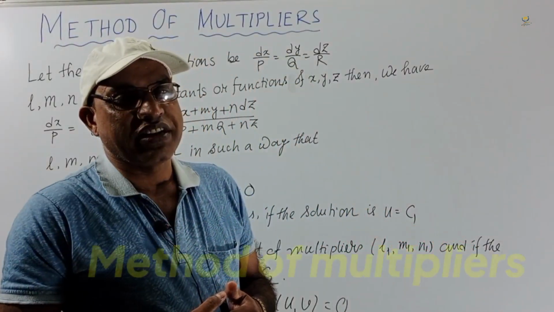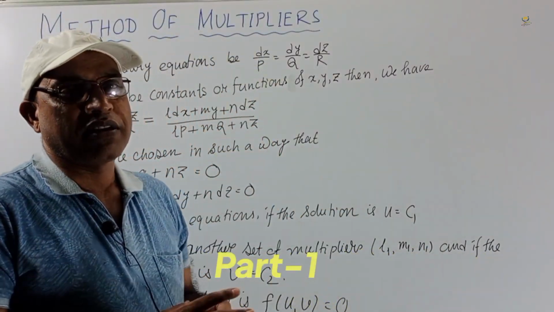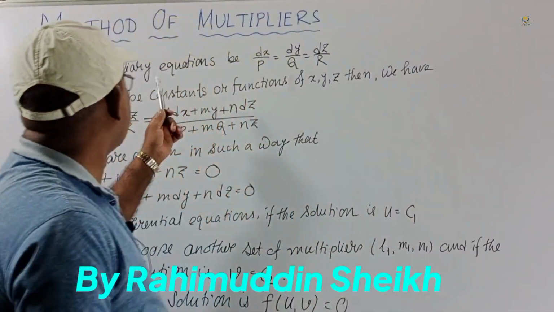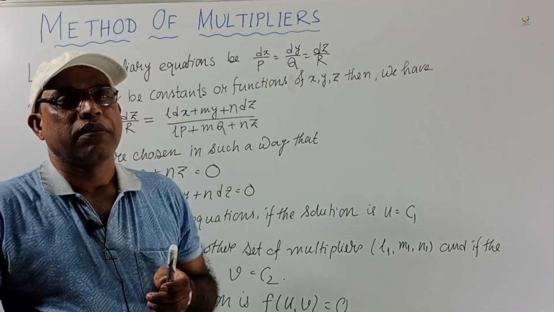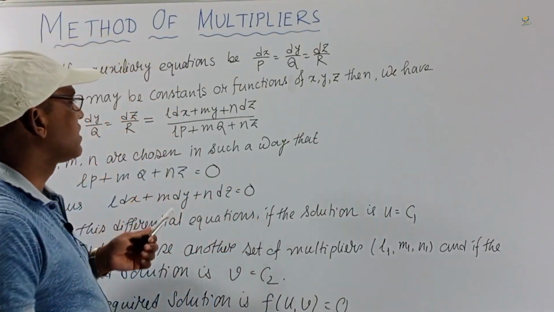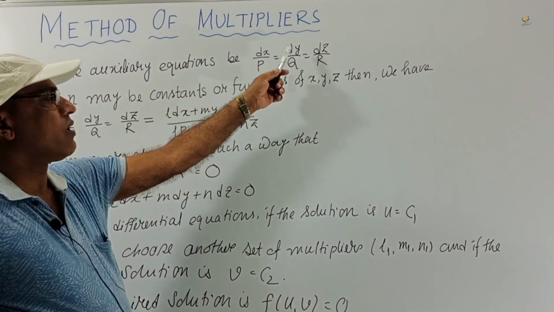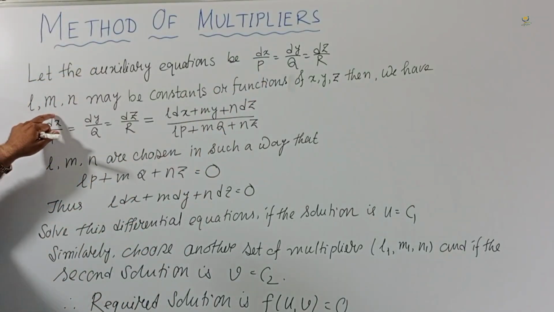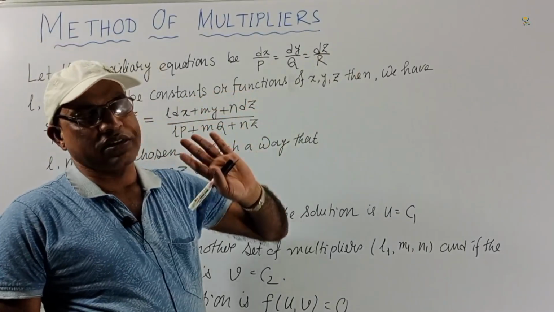So our main discussion is the method of multipliers, the Lagrange method of multipliers, for partial differential equations of first order. Now we consider how to solve a given partial differential equation by using Lagrange multipliers. Let the auxiliary equations be dx by P, dy by Q, dz by R. We consider L, M, N, which may be constants or functions of x, y, z.